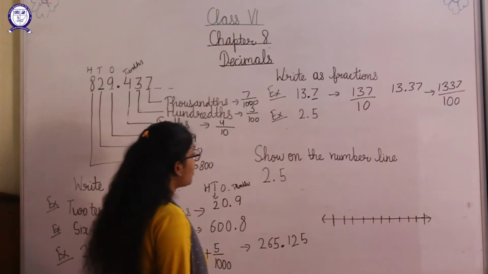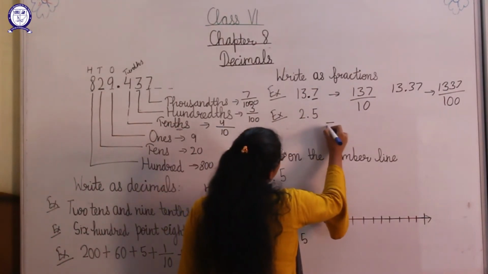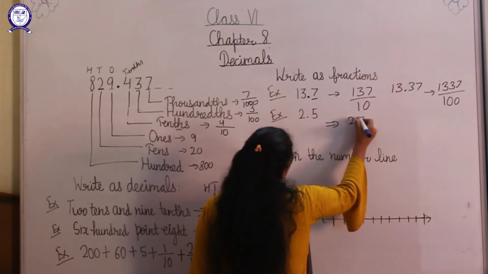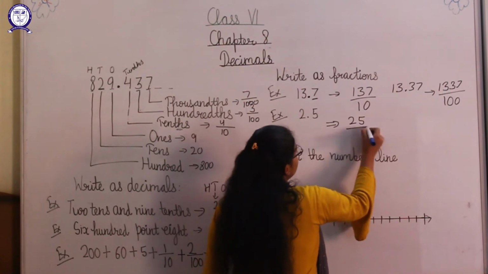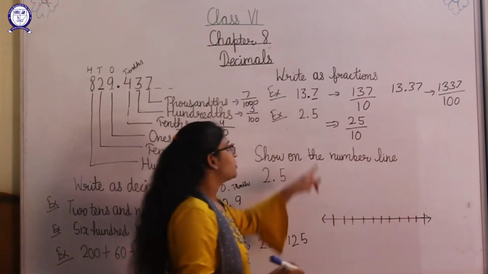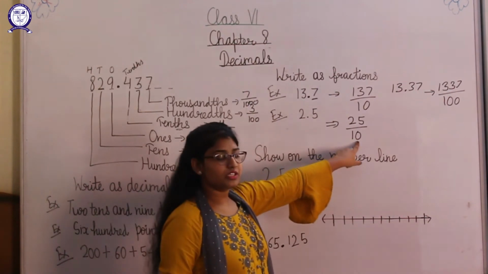Okay. Now next one is 2.5. We can easily write it as a fraction. 2.5 will be 25, and in the denominator it will be 10. Why 10? Because here is only one digit after the decimal, which means there should be only 1 zero.